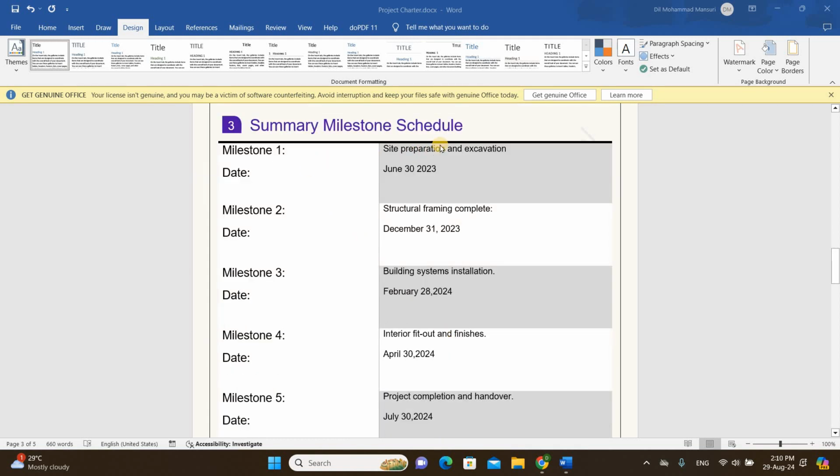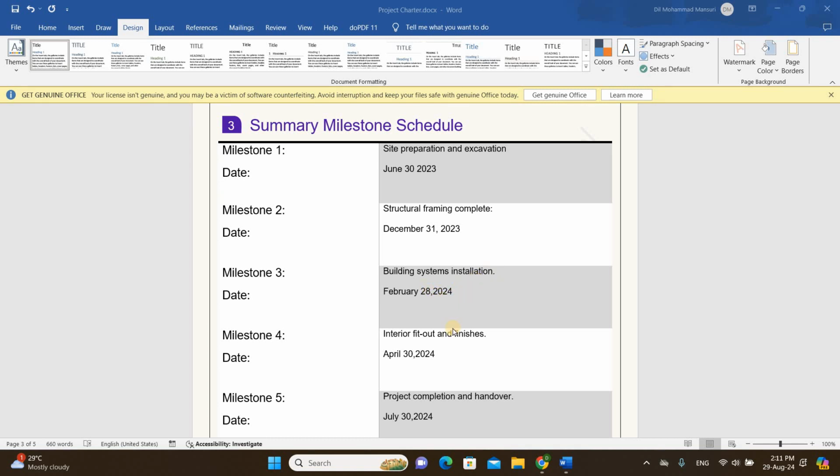Then comes the summary milestone schedule. We can measure the project on the basis of milestones. Milestones like site preparation, the starting of the project. First we will do the site preparation analysis. Then structure framing complete, and we are going to complete this framing milestone by the set date. Milestone: building system installation like firefighting and MEP. So this part is going to happen or has been completed.